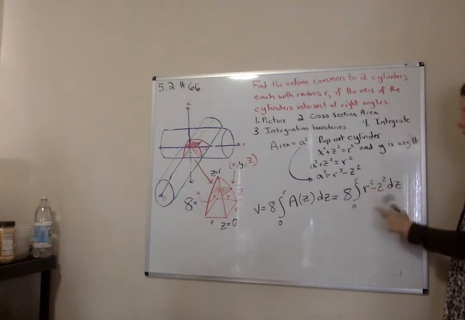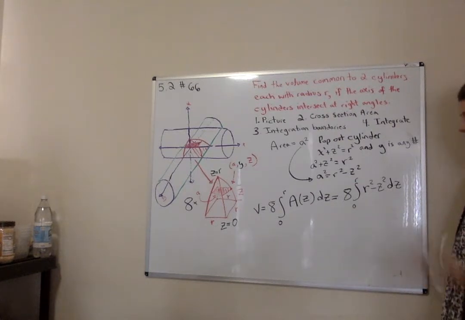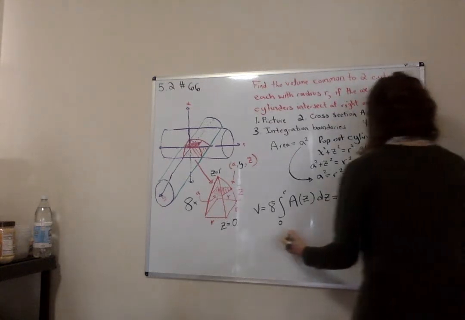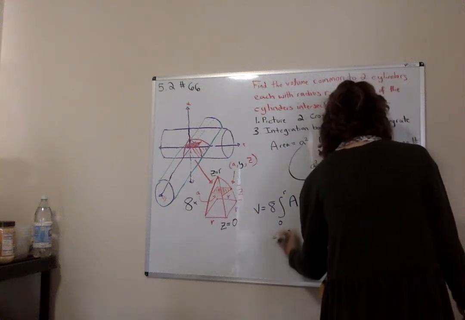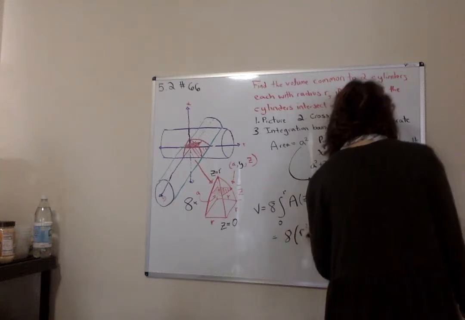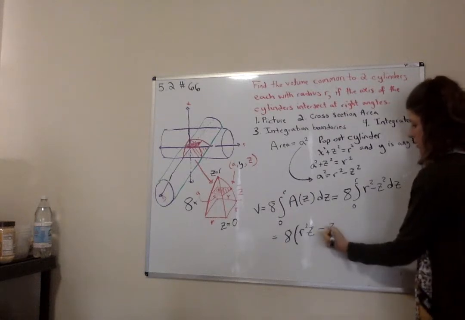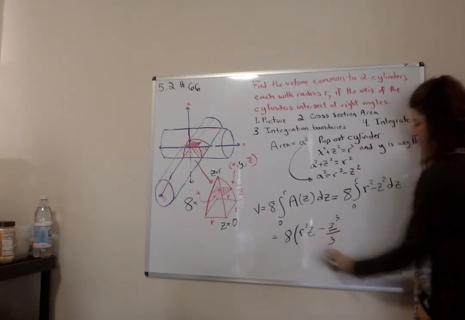The antiderivative of r squared, because r is constant with respect to z, is r squared times z. It's just like if you took the integral of 3 with respect to x, you would get 3 times x. When you take an integral of a constant, you end up with that constant times your variable of integration. So this is going to be 8 times r squared z minus the integral of z squared with respect to z, which is z cubed over 3.